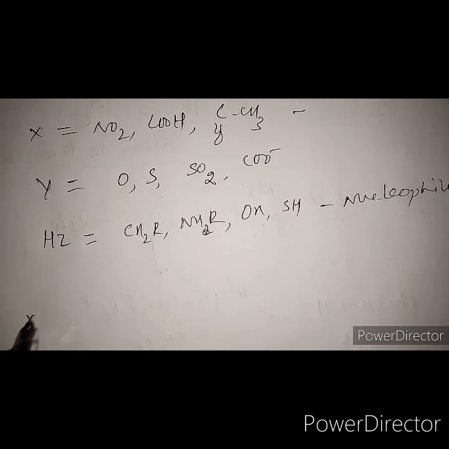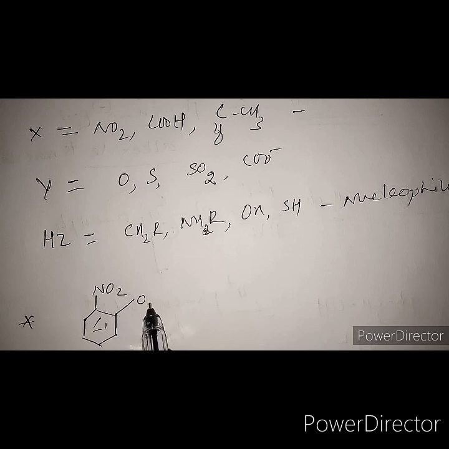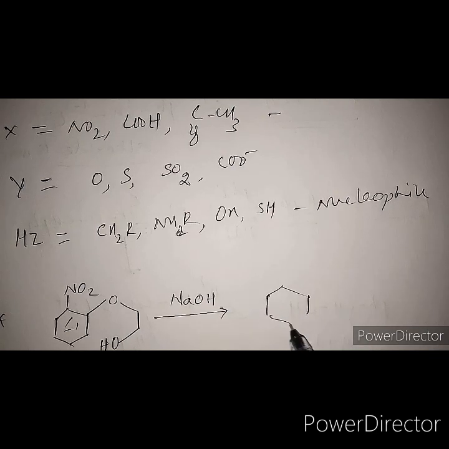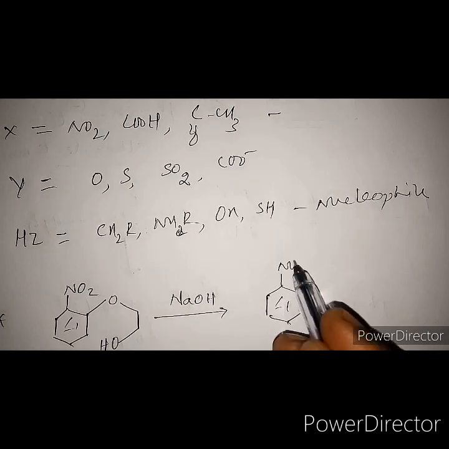Now we will take an example of this Smiles rearrangement. So we have a NO2 here. Now this is oxygen connected with OH. Now the Smiles rearrangement will occur for this type of molecule in the presence of a base. We need to use the base, sodium hydroxide. So you will get a product, NO2.